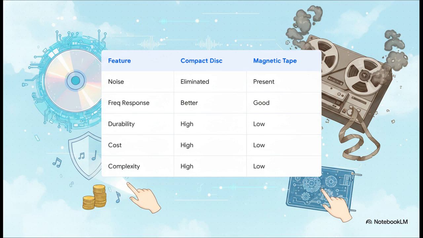We're talking about the total elimination of analog noise, that underlying tape hiss, plus incredible frequency response and a surface that literally resists dust and wear. But of course, this massive leap in audio fidelity came with a trade-off. We're looking at much higher manufacturing costs and a completely new, exponentially more complex recording process.